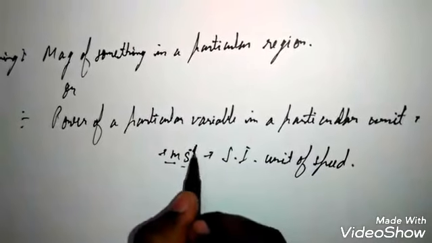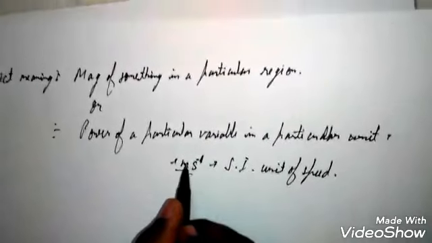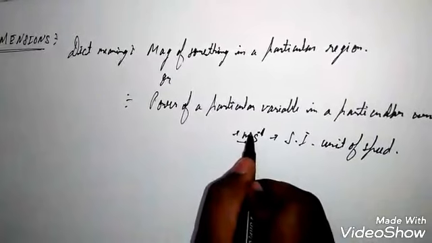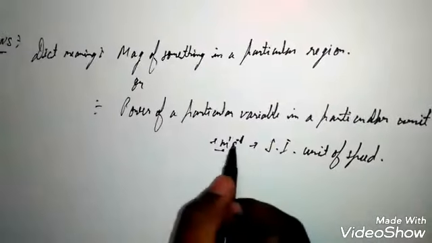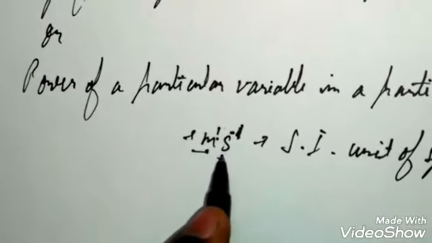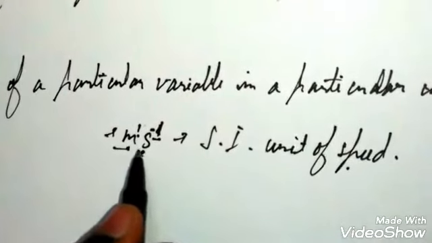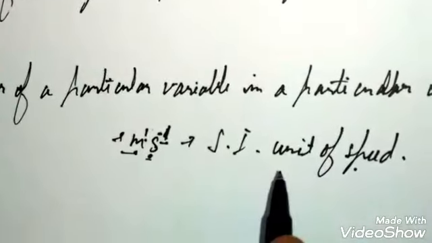It's -1 here. Then we can say that the magnitude of length, or the dimension of length, in the SI unit of speed has a power of 1. Therefore, the dimension of length in the SI unit of speed is 1. And the dimension of time in the SI unit of speed is -1, as second, which is the SI unit of time, has a power of -1 in the SI unit of speed.